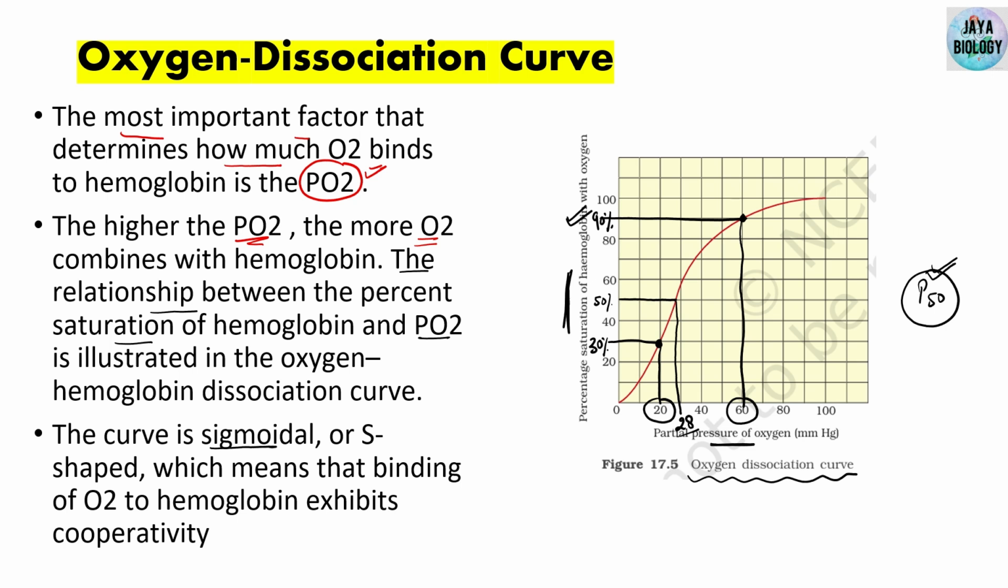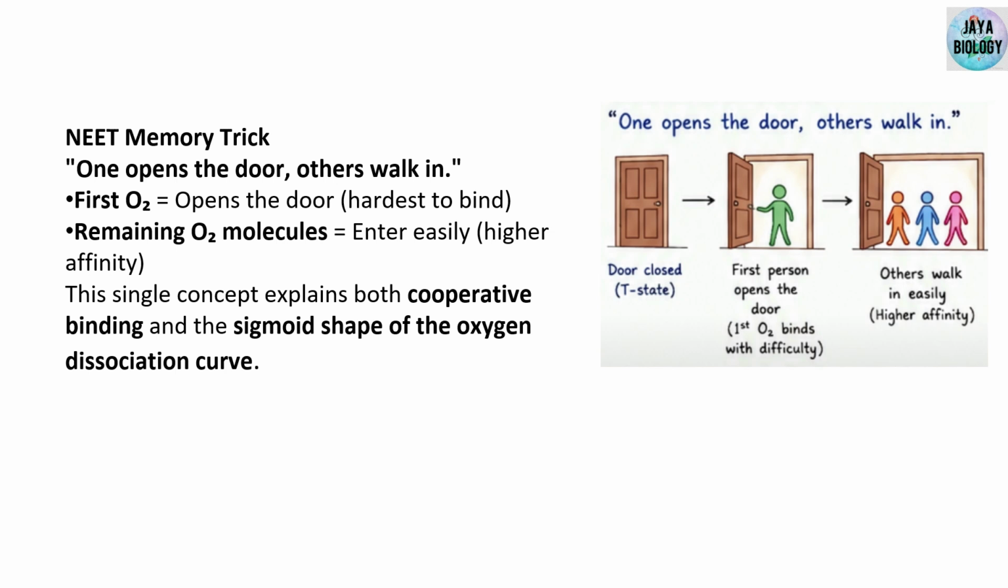So cooperative binding, what does it mean? For this one, a detailed video is also there. If you want, you can check it also. And just simply, you know very well, hemoglobin has 4 polypeptide chains, 2 alpha and 2 beta, each chain with one heme and each heme with one iron. And each iron can carry one oxygen molecule. So it means one hemoglobin can combine with 4 oxygen molecules.